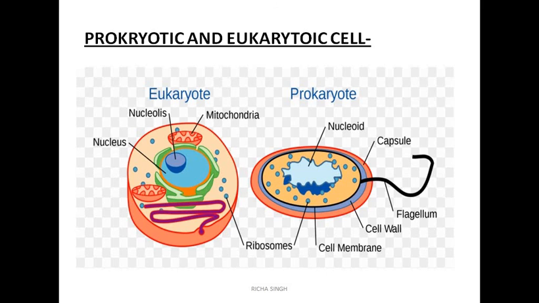Next, let's come to prokaryotic and eukaryotic cells. Prokaryotic: pro means primitive and karyon means nucleus. Organisms like bacteria and blue-green algae are known as prokaryotes because they do not have a well-defined nucleus. There is no boundary, and the nucleus is not very specific in its structure. And eukaryotes: eu means true, and karyon means nucleus. The organisms which have a well-defined nucleus are known as eukaryotes.